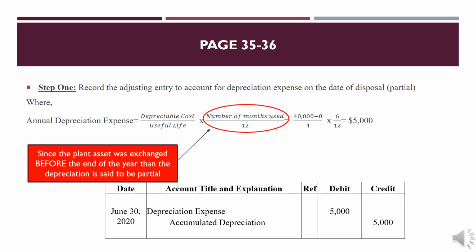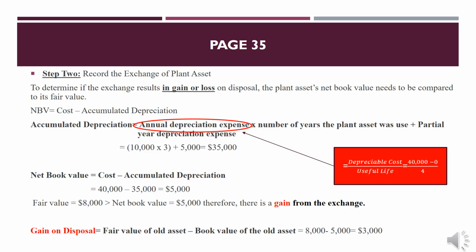Here we also have a partial year, so the annual depreciation expense will be equal to the depreciable cost over useful life times the number of months used over 12. So here we will have an amount of $5,000. The entry will be depreciation expense, accumulated depreciation on June 30, 2020, debit 5,000 and credit 5,000. Step 2 is related to the recording of the exchange of plant asset.